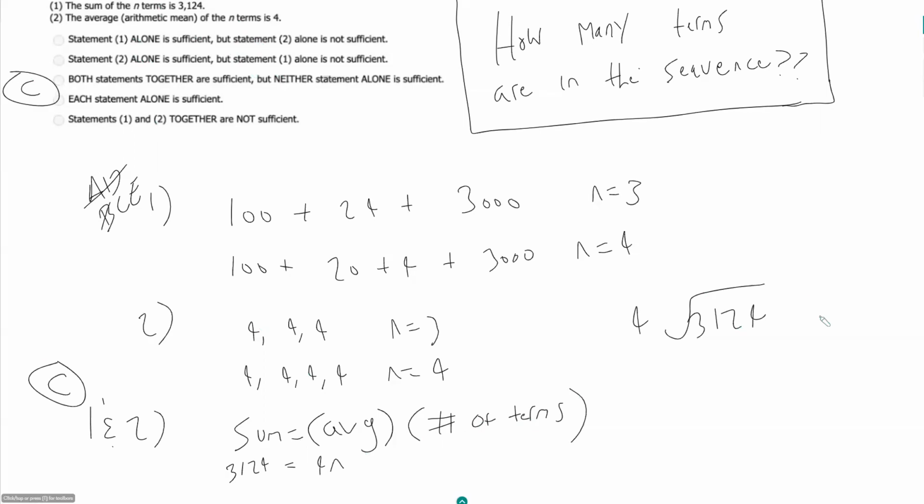What is that number? Let's see if we can find it. So 4 goes into 31 7 times. 4 goes into 32 8 times. And 4 goes into 4 1. So 781 terms in our sequence. Sounds okay to me. But C is the answer.